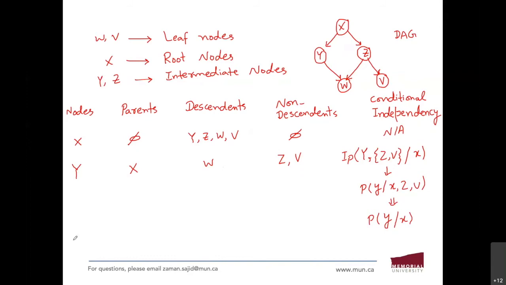Now let's go to another variable, which is Z. In terms of the Z variable, the parent of Z is X here. So I can write it down as X. Now there are two descendants here for Z: W and V. And when we talk about the non-descendants, Y is the only one which is not directly connected to Z. So I can say it is Y.